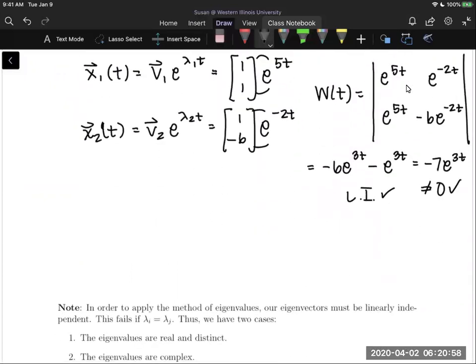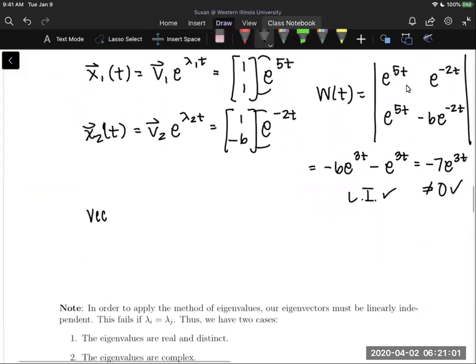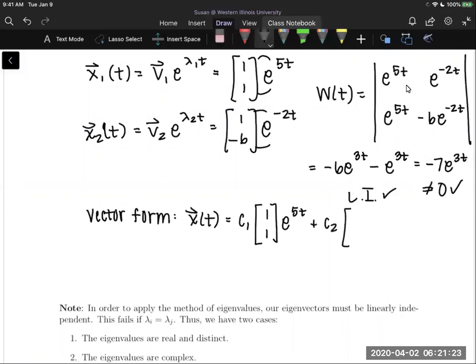So I'm going to begin by writing it in the vector form. So x of t as a vector is going to be c1 times my first eigenvector, 1, 1 e to the 5t, plus c2, 1, -6 e to the -2t. So I'm literally just slapping a c1 and c2 right in front of those solution vectors up above, which I just starred, and adding them together. So this would be the vector form.